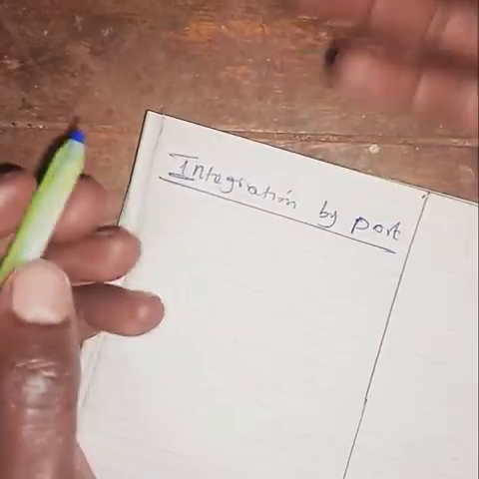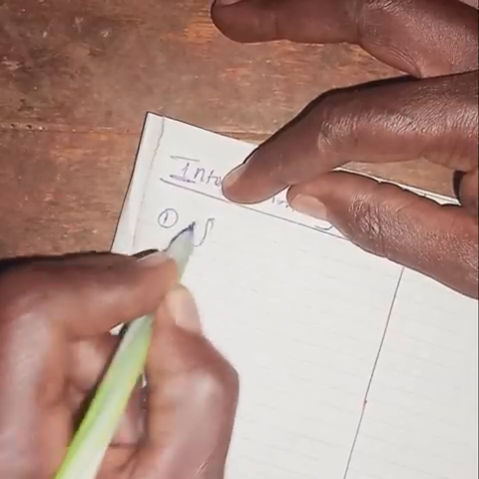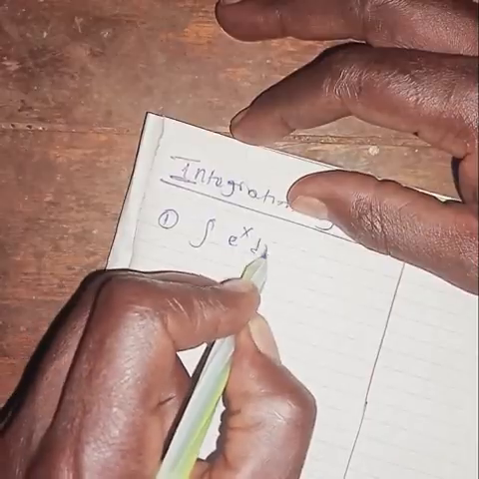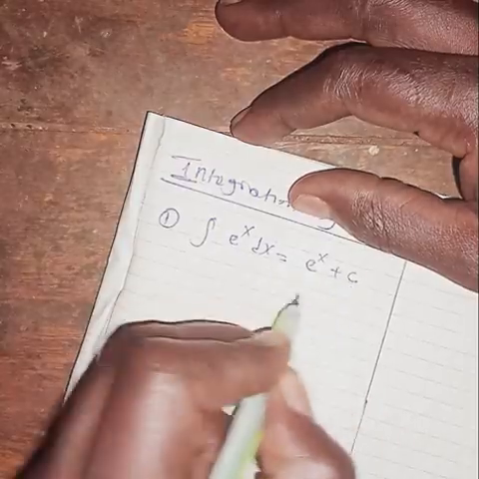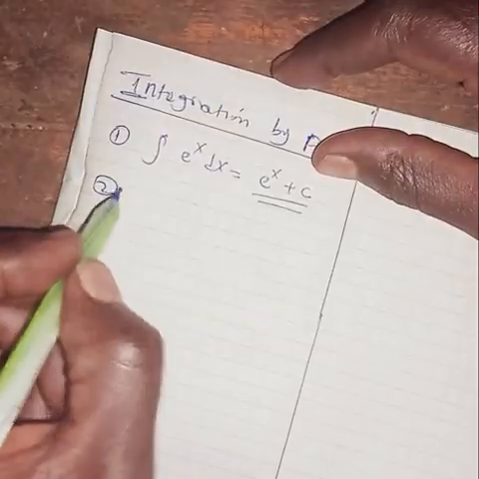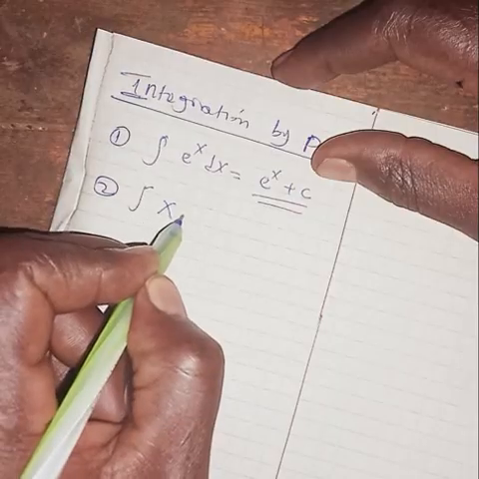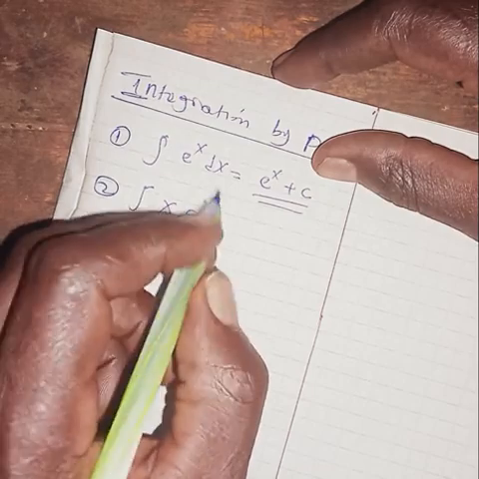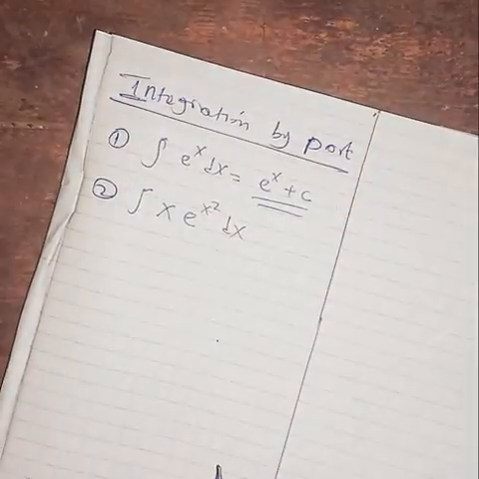So let us start with a simple problem. If you have been given this function, integrate e raised to x dx, this is normally e raised to x plus c. It doesn't change. Let's go to this: integrate x e^(x squared) dx. Look at such a function.